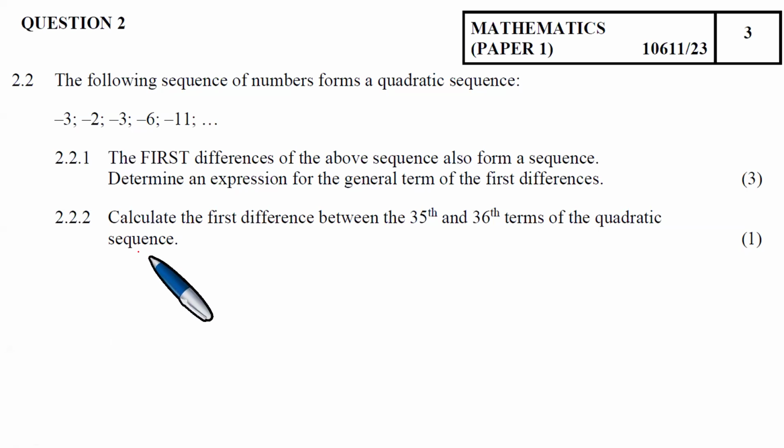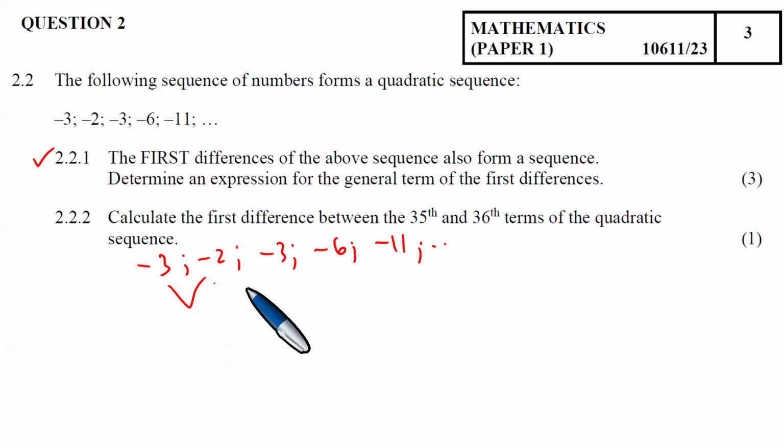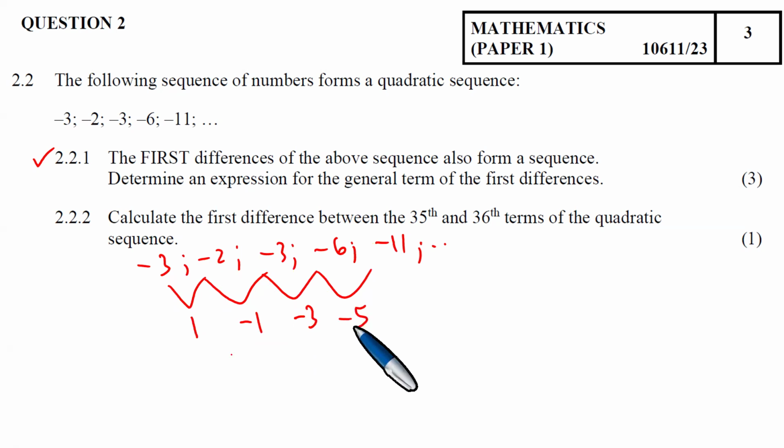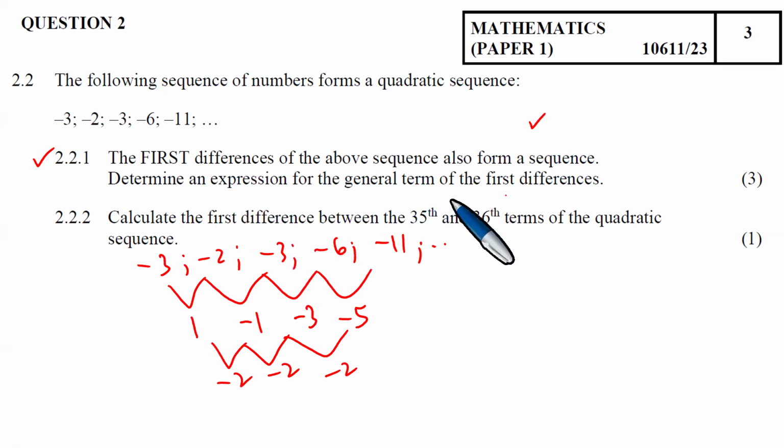Right, so in this case, you take minus 3, minus 2, minus 3, minus 6, minus 11. And then you do this. This one together with this one, you have exactly a 1. This one together with this one, there's a minus 1. This one together with this one is a minus 3. This one together with this one is actually a minus 5. And then this one minus this one is a minus 2, again minus 2, and minus 2. So the first differences of the above sequence also form a sequence. Determine an expression for the general term of the first differences. This one here forms the first differences.